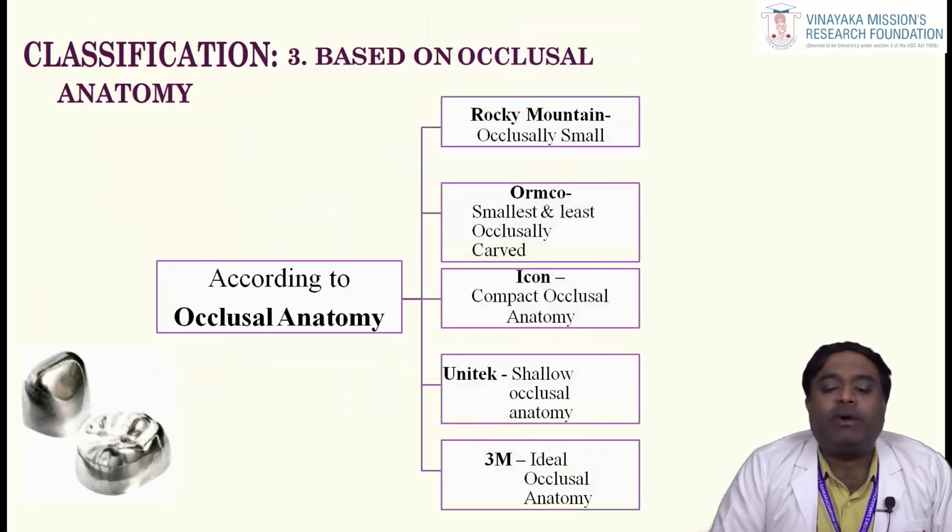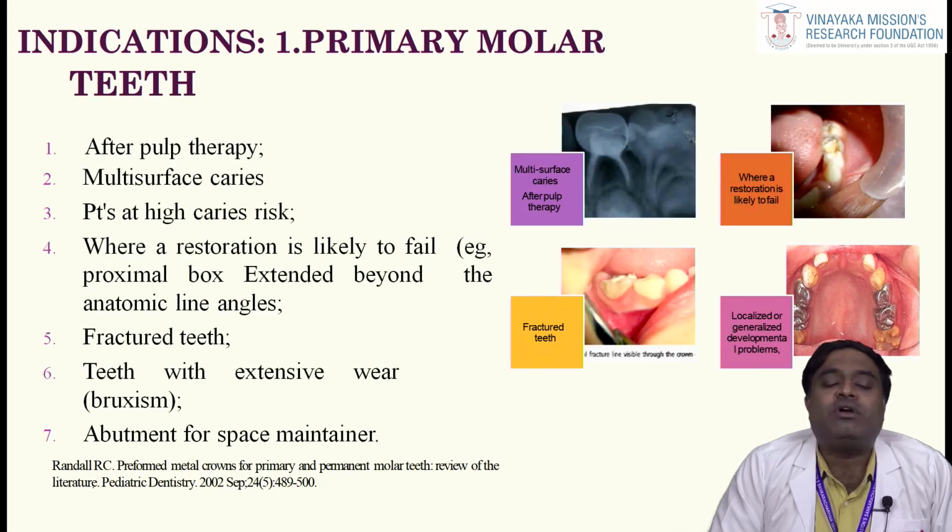Classification based on occlusal anatomy. It is divided into Rocky Mountain, which is occlusally small; Armaco type of crowns, which is smallest and least occlusally carved; Iconic crowns, which have compact occlusal anatomy; Unitek, which has shallow occlusal anatomy; and 3M, which has ideal occlusal anatomy.